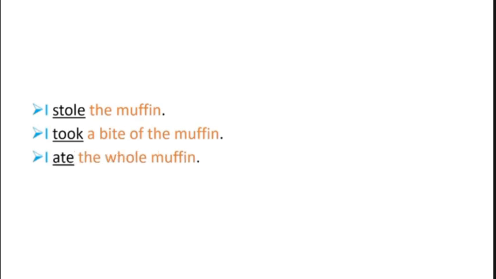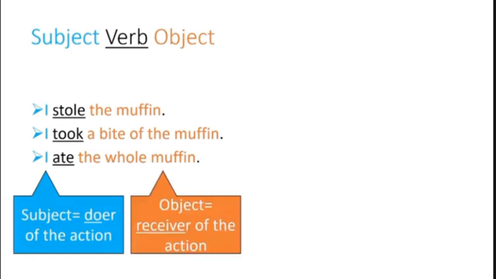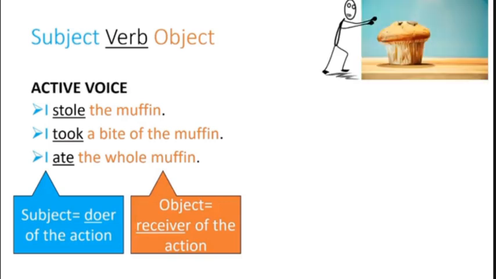What happened? I stole the muffin. I took a bite of the muffin. I ate the whole muffin. In these sentences, the subject is the person who is doing the action. We will call this the doer, the person doing the action. And the object, which is after the verb, is receiving the action. This is called active voice. I am the doer. The muffin is the receiver of my action.